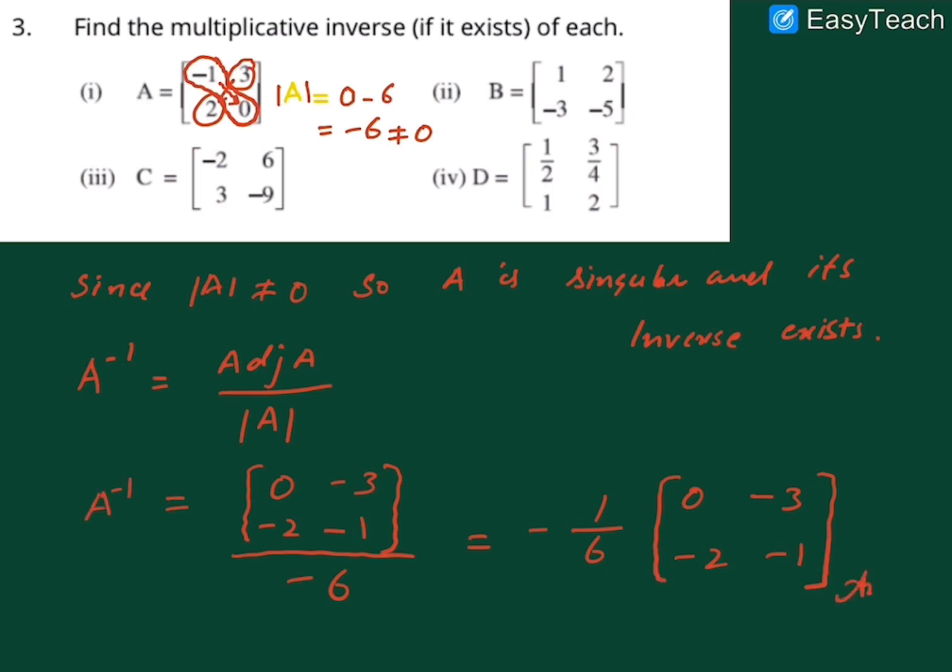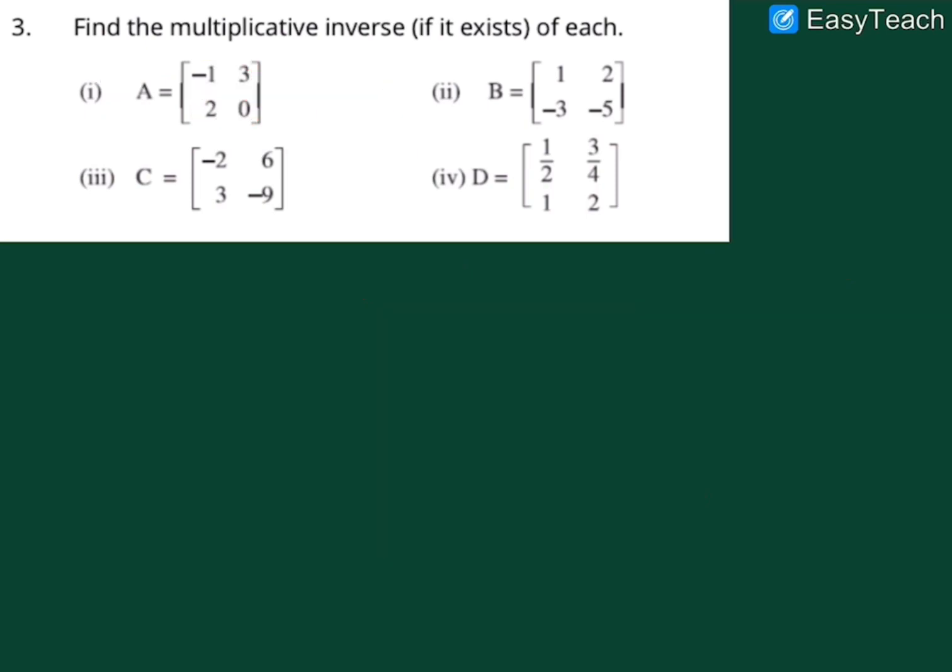This is your answer. You can verify this answer. You can check A times A inverse equals I. If you multiply this matrix A with its inverse, you will get identity matrix of the same order, that is 2 by 2. Same like A, B part.